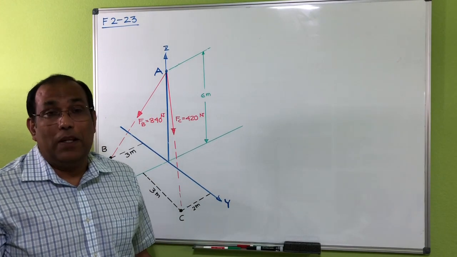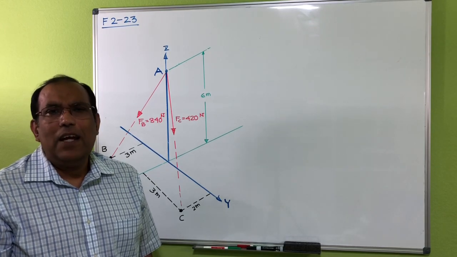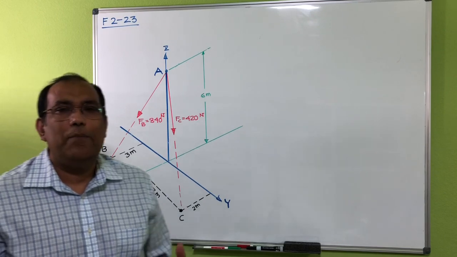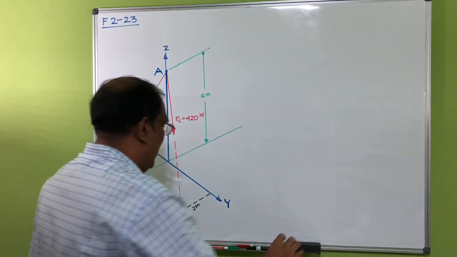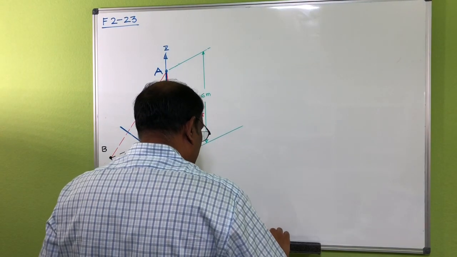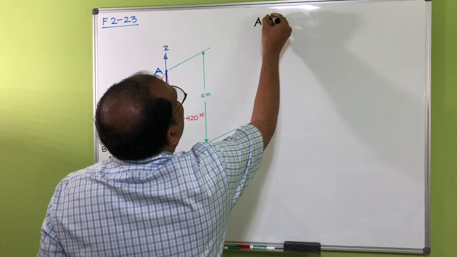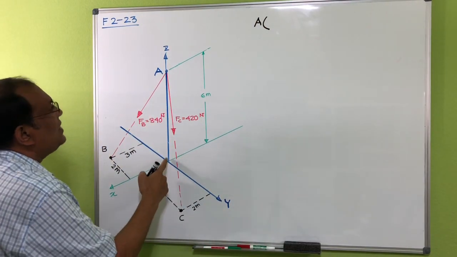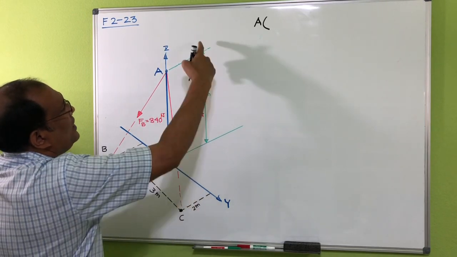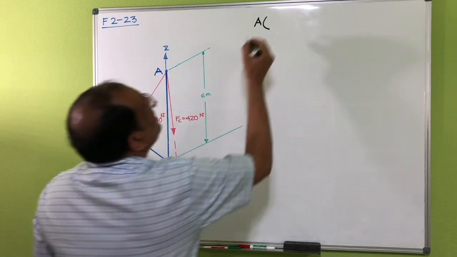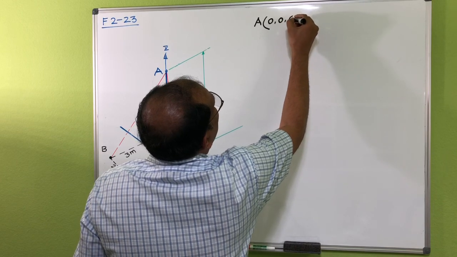So you can remember the first thing we do is find the position vector. To find the position vector, we have to know the coordinates of these points. Let's say for point A, you can see this is our z-axis, so x and y equal 0 and z equals 6. So that's basically 0, 0, 6.